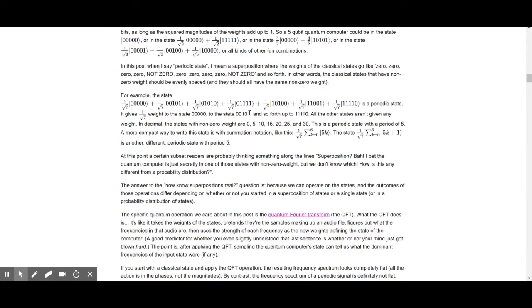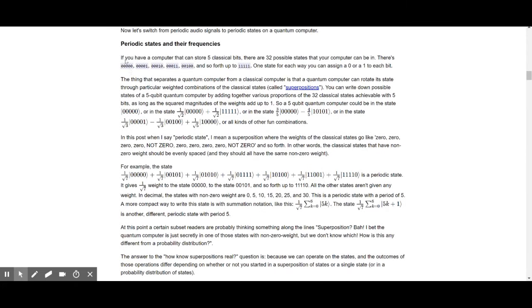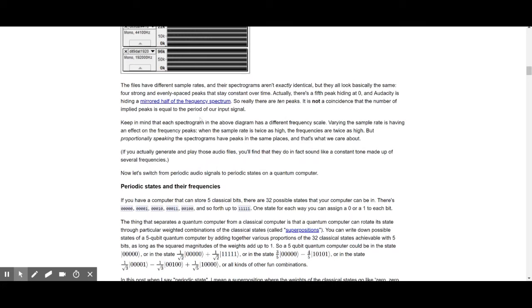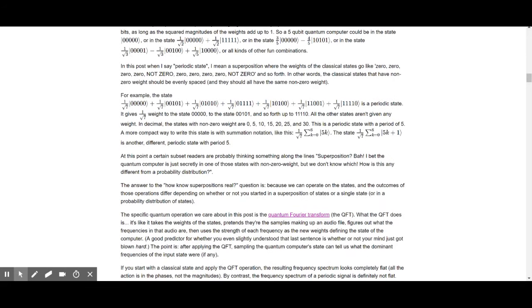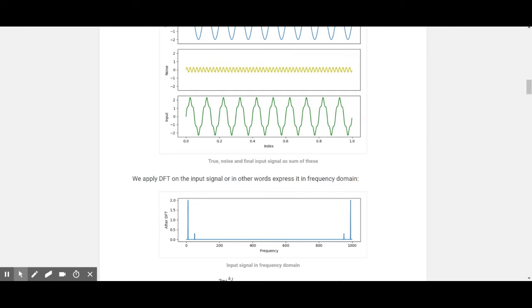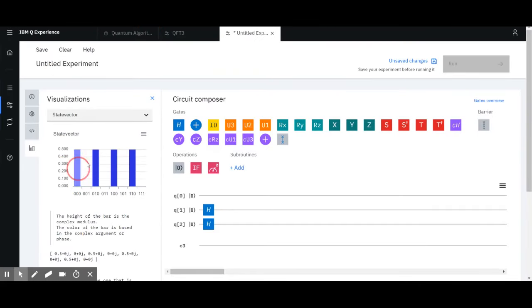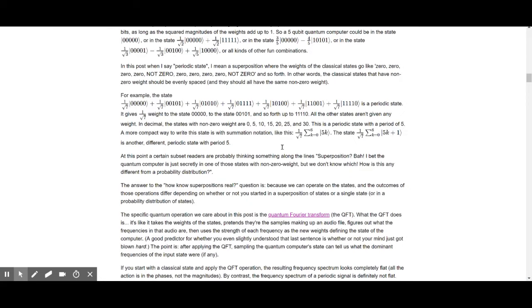So what I get from here is that the periodic states in quantum computers are the input. But still, why does this work if the amplitudes are all the same, right?